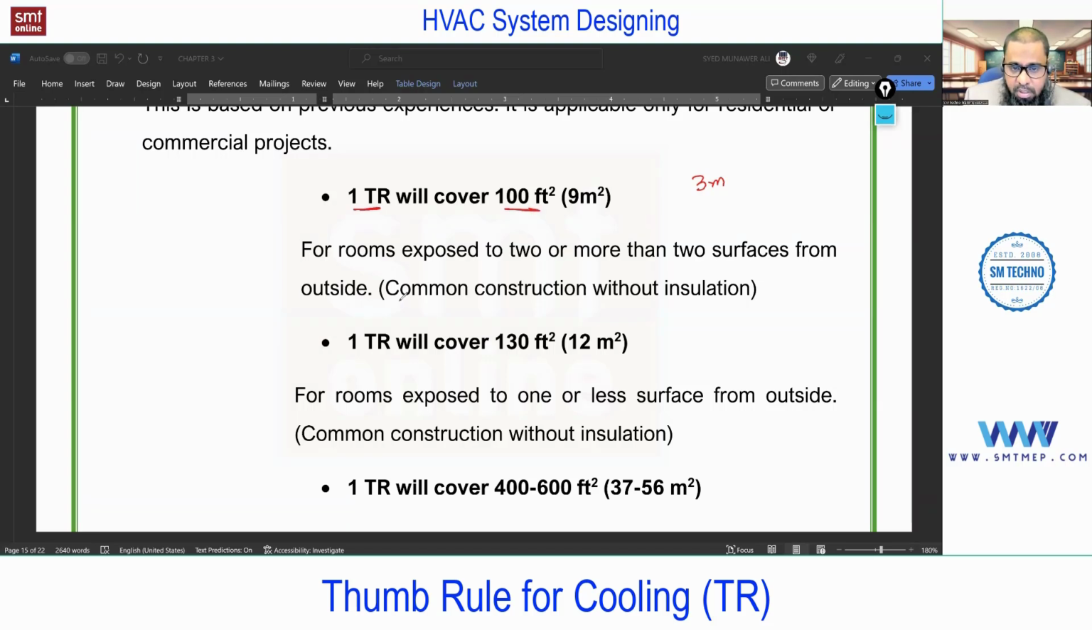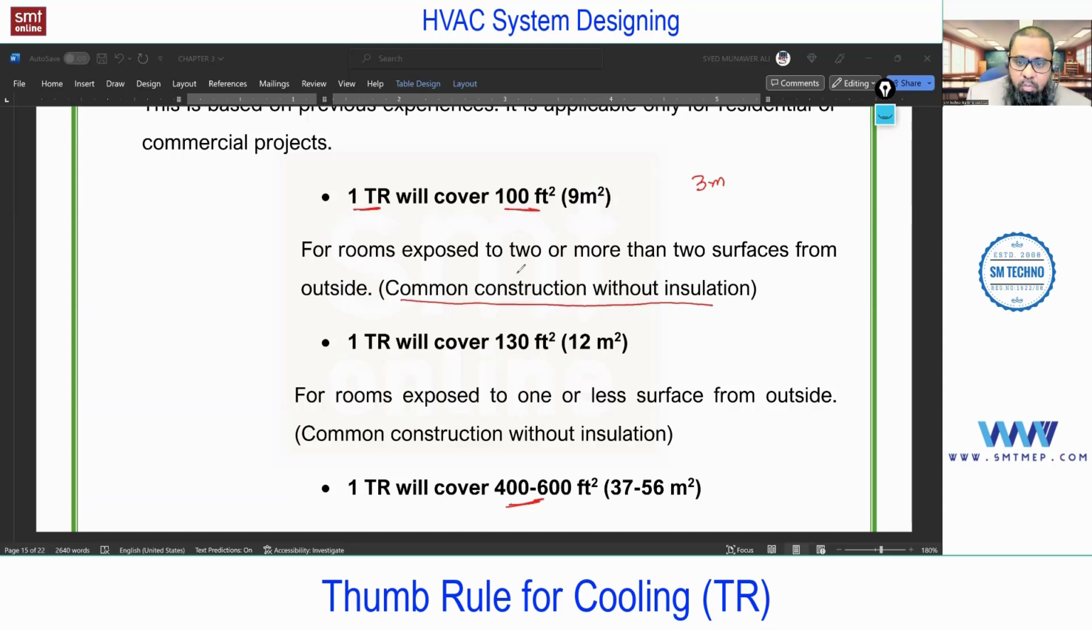And you see, I've given this point: common construction without insulation. This we used almost 7 or 10 years back. But now in the market, 1 TR equal to 100 square feet means it's a very, very low efficient system. And now in the market, we are talking about saving of energy, green building, value engineering, sustainability, etc. So this is just for information. In actual practice, we have some values which are below. We'll discuss. But still, this is in common practice, especially for a small project in India. So 1 TR will cover 100 square feet of area with the standard 10 feet, 3 meter height.